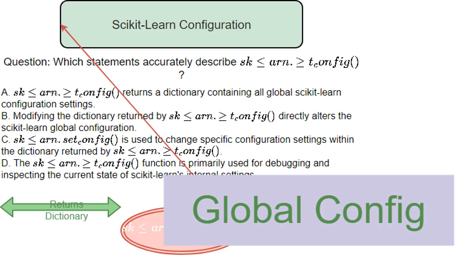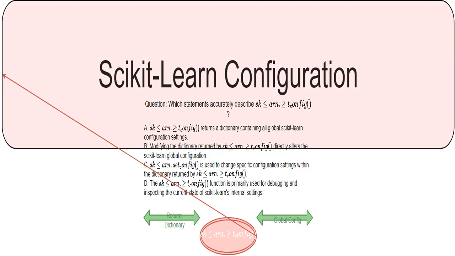These settings control how scikit-learn behaves across your entire project. Changing a setting here changes how scikit-learn works everywhere in your code. This is the core question we are trying to answer. It's focused on understanding how Sklearn.get_config works and what it does. It's important to carefully analyze each statement to determine its accuracy.